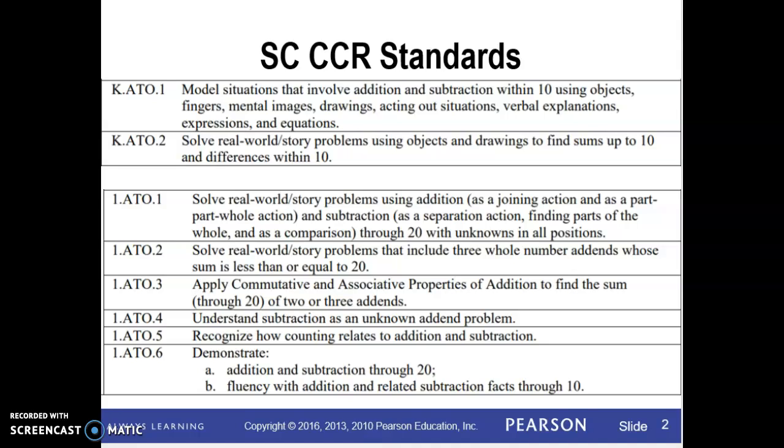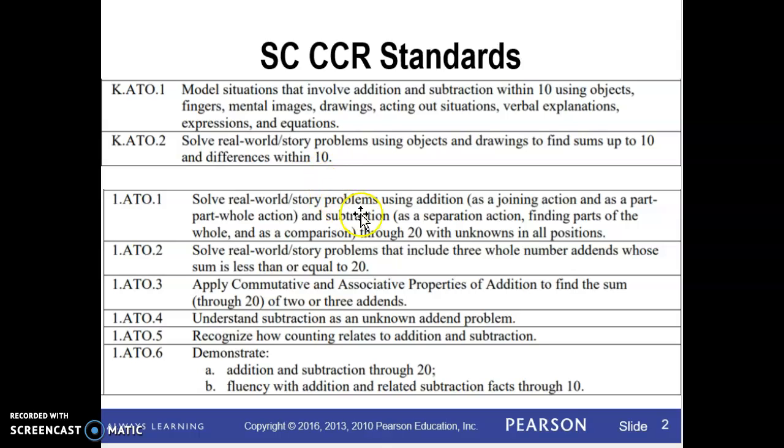I went through and cut and pasted the ones that were relevant to what we're doing today. And what I want you guys to see is the progression of how students move through the standards. So in kindergarten, notice that they're doing a lot of modeling, a lot of physical things to help them learn. They're solving story problems. Most of those are going to be verbal because these kids are just learning how to read. And they're finding sums up to 10, differences within 10. So that means they're learning things like 5 plus 5 equals 10, but they don't yet have to have that memorized. They're just learning how this works.